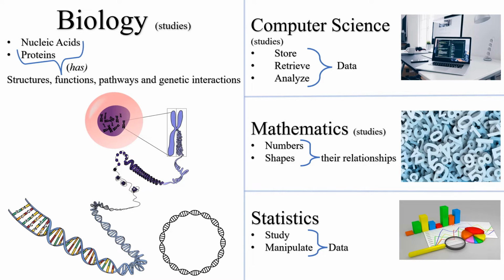In computer science, we primarily work on data, which includes data storing, data retrieving, and data analyzing. Similarly, in mathematics, we study numbers and shapes and their relationships. Mathematics is used in every branch of science because it is the only way to understand nature. And in statistics, we study and manipulate data. This subject is useful in handling huge data and compiling and analyzing results of various types of experiments.